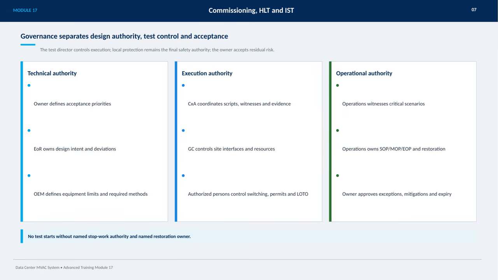A critical point is that testing cannot begin without clearly assigned stop work authority and a named restoration owner to ensure quick response if issues arise. This governance structure keeps the testing process organized, safe, and accountable at every stage.